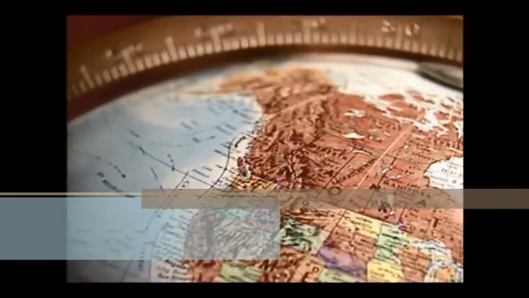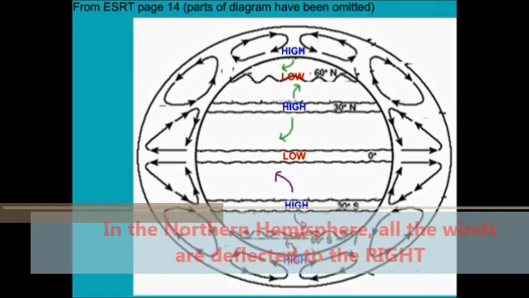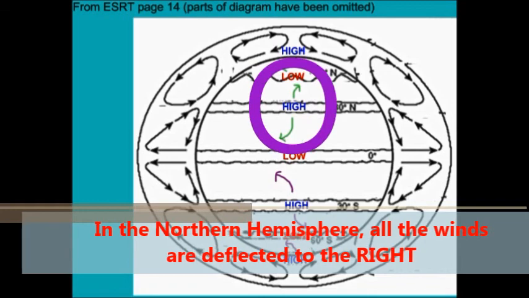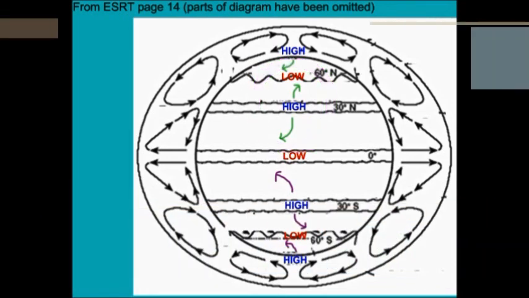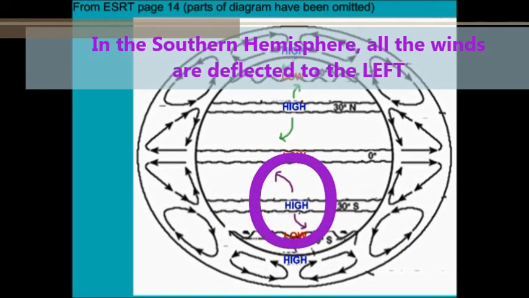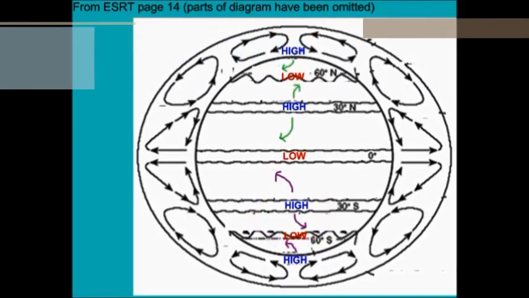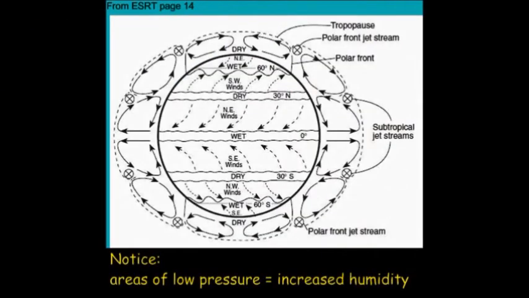Right, the westerlies. So notice that in the northern hemisphere, all the winds are deflected to the right, and in the southern hemisphere, the winds are all deflected to the left. So this is how the whole thing looks in your reference table. Notice that it doesn't actually list high and low pressure at the different latitudes, but it does indicate wet latitudes and dry latitudes. Wet latitudes indicate increased humidity, which basically means low pressure, and dry latitudes indicate decreased humidity, which basically means high pressure.